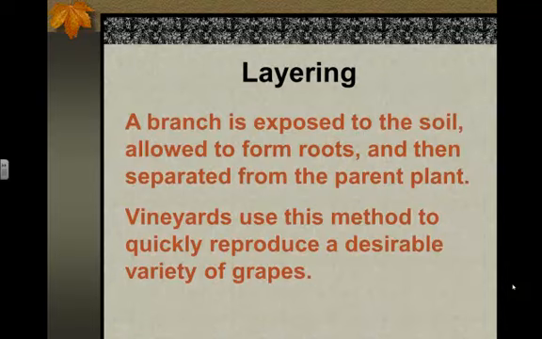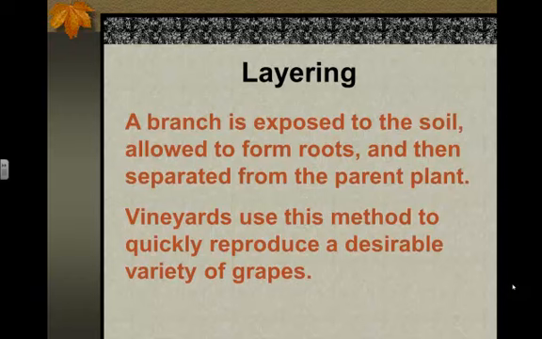Now layering is easy to do as well. There's actually a couple ways that you can layer. A branch is going to be exposed to soil, and that soil is going to be around a node. Where the node is, you leave the soil on there for a while, and that's where the adventitious roots are going to grow. And then if it's in contact, it'll just grow into a new plant, or it can be forced by man afterwards and cut and then planted somewhere else or potted.